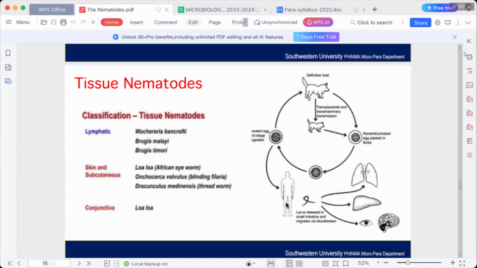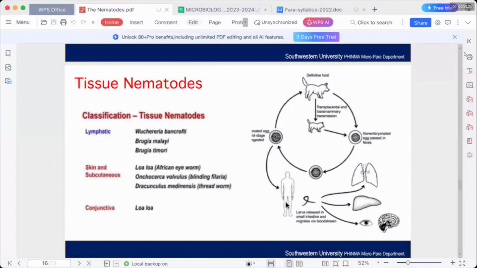So again, my lectures are shortcuts, so it's your job to read the whole topic of intestinal nematodes in your book. So next is your tissue nematodes. Tissue nematodes are divided into lymphatic, skin and subcutaneous, and conjunctiva.